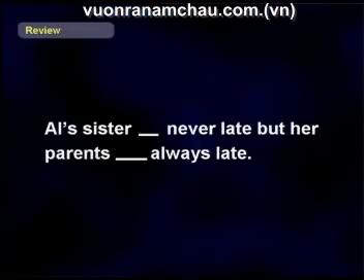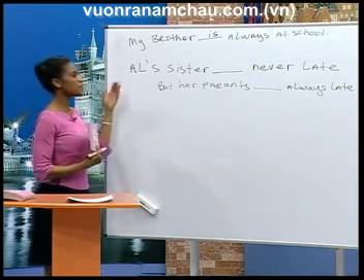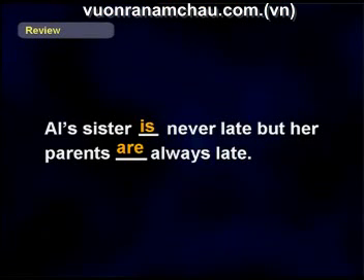Next example. Al's sister is never late. But her parents are always late. So you have 2 blanks to fill. Alberto, can you do this one, please? Al's sister is never late, but her parents are always late. Very good.